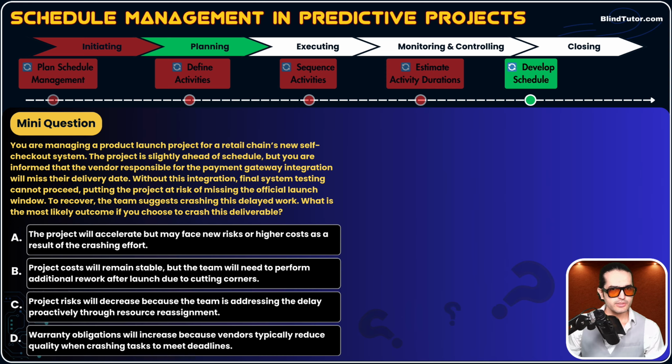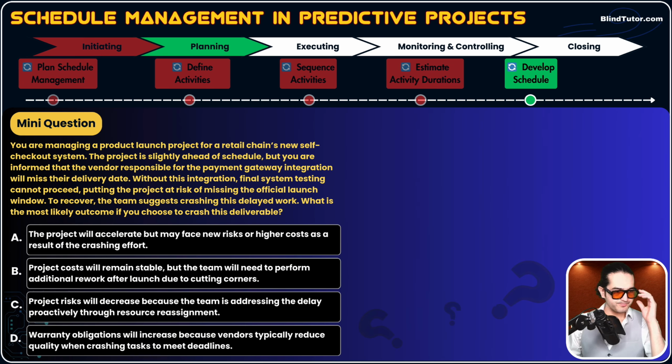A. The project will accelerate but may face new risks or higher costs as a result of the crashing effort. Good option. B. Project costs will remain stable, but the team will need to perform additional rework after launch due to cutting corners. Good option. C. Project risks will decrease because the team is addressing the delay proactively through resource reassignment. And D. Warranty obligations will increase because vendors typically reduce quality when crashing tasks to meet deadlines.